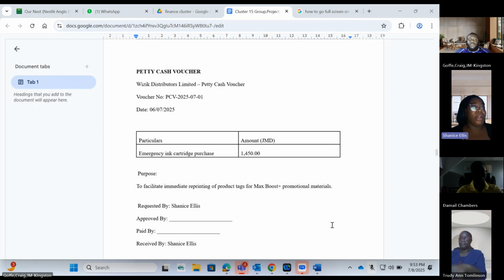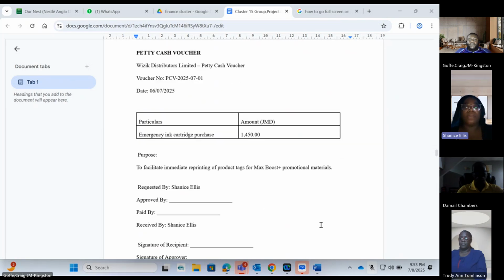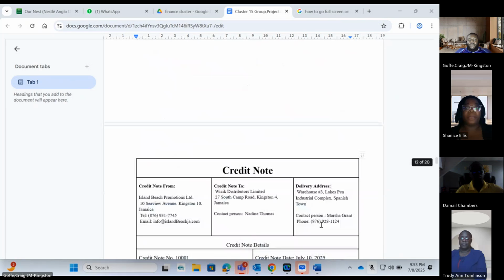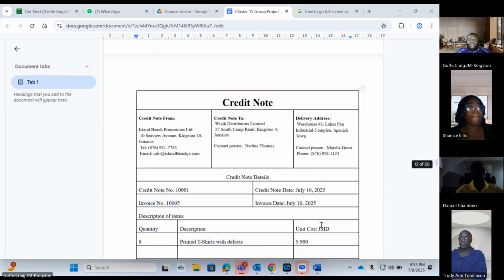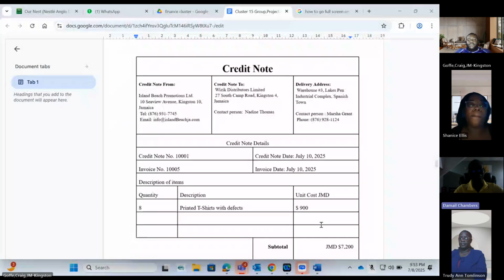So all in all, keeping track of small cash around the office by using a petty cash voucher helps in the transparency process, and it also helps with tracking when auditing is being done. So we can move on to Mr. Chambers now for his piece. Thank you so much, team. All right, so the first document I'll be touching on is the credit note.